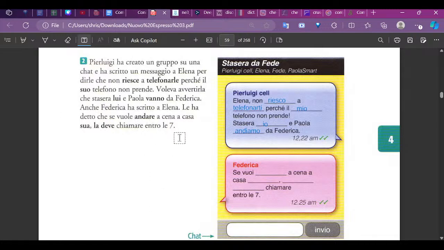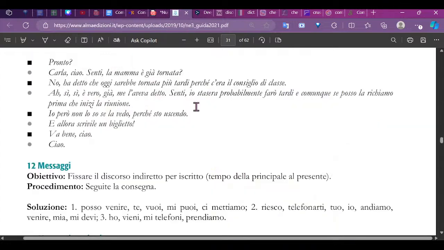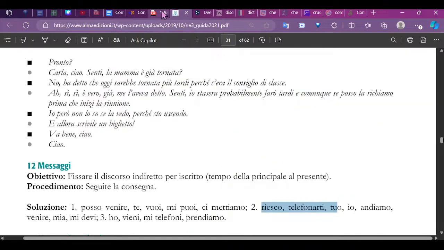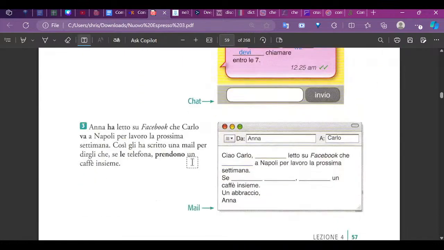se vuoi, lei ha detto che se vuole andare, se vuoi venire a cena a casa mia, mi devi chiamare. Riesco a telefonarti, mio. Wait, what? Il suo? Whose telephone? Ah, because he's saying, oh, this is because suo could be hers or his. He couldn't call her because she's not picking up. Okay, that was not. Okay. Il tuo telefono. Okay, stasera io andiamo. Venire mia mi devi. Oh, wait, nice, okay.